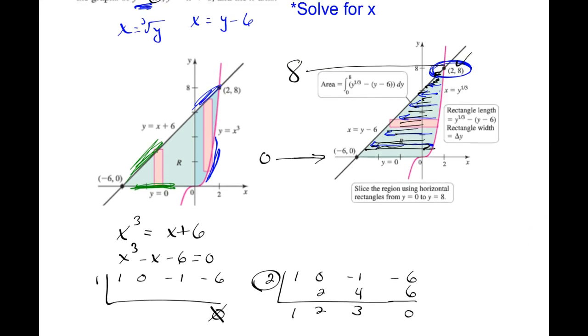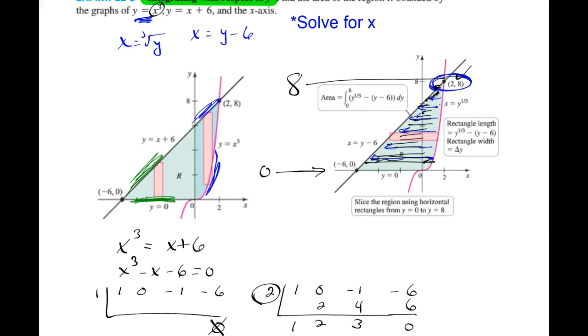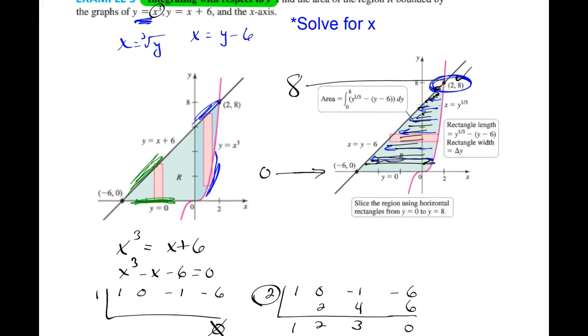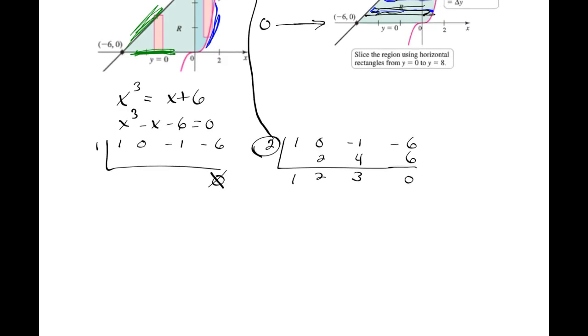So this 2 can be plugged in anywhere. I'll plug it in here. So 2 plus 6 is the y value of 8. So I'm going to fill up starting at the bottom, I'm going to integrate from 0 to 8, and I'm going to do the right function minus the left function, and now I'm in terms of dy.